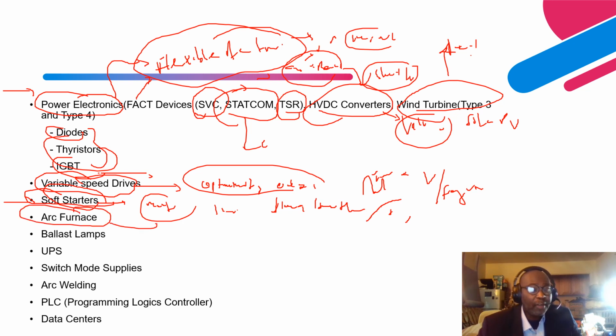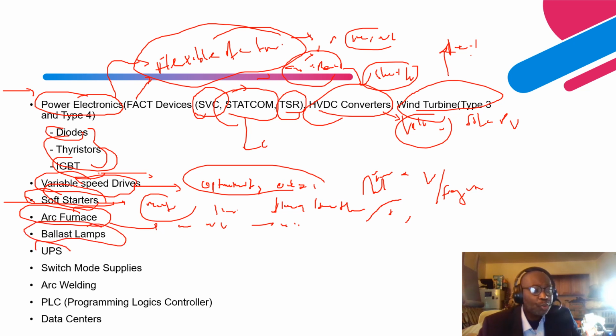Okay, so arc furnace, due to the intermittent loads, basically results in a lot of unbalance, right? The arc furnace itself also utilizes a lot of power electronics, and this results in the emission of harmonics. Next is a ballast lamp.